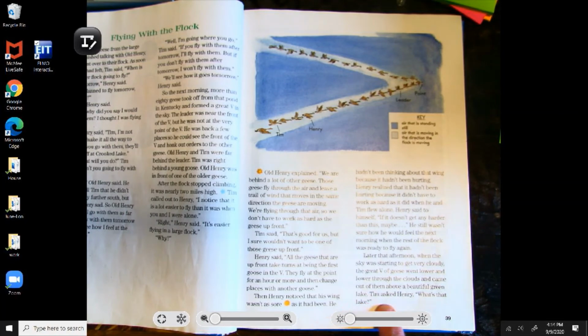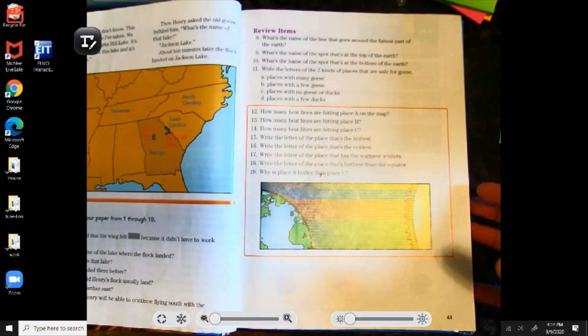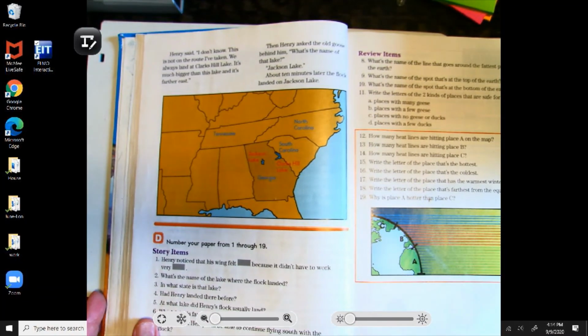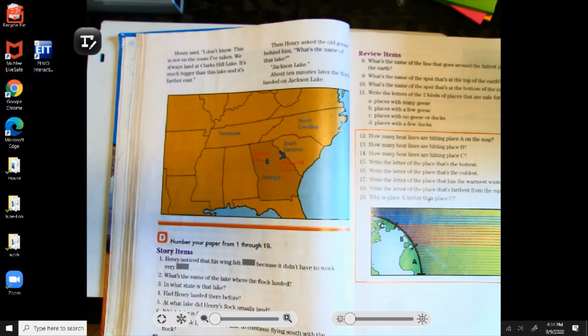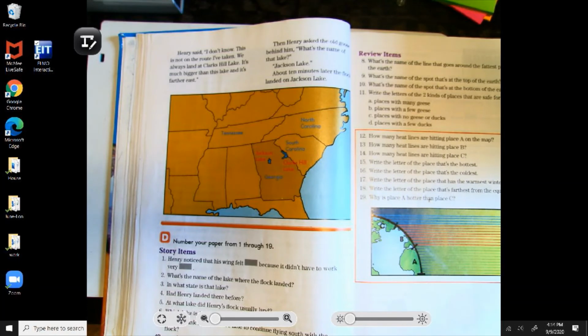Tim asked, "What's that lake?" Henry said, "I don't know. This is not on the route I've taken. We always land at Clark's Hill Lake. It's much bigger than this lake, and it's farther east."